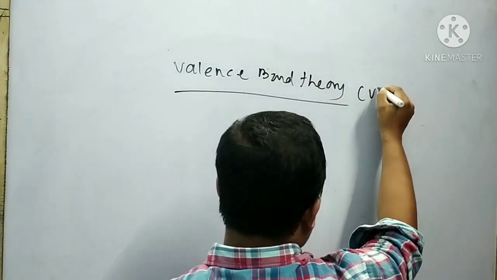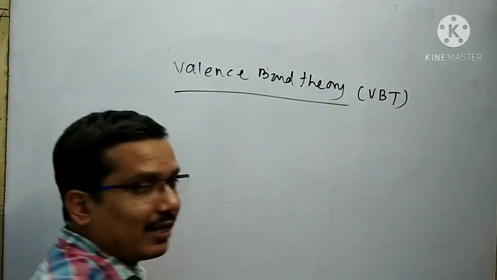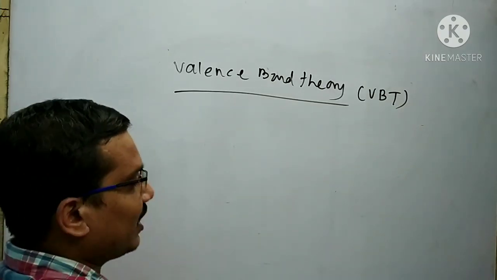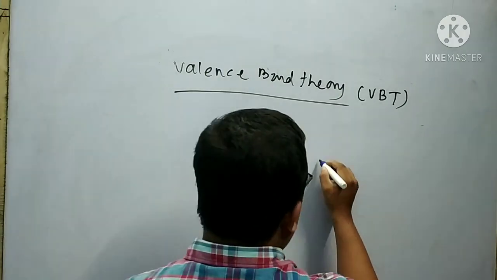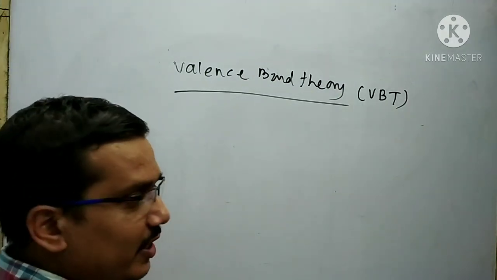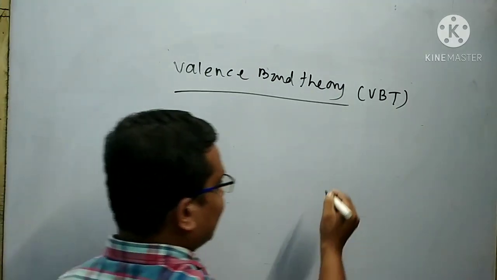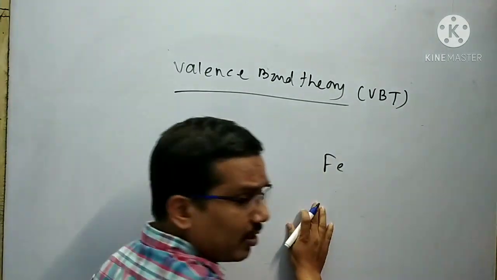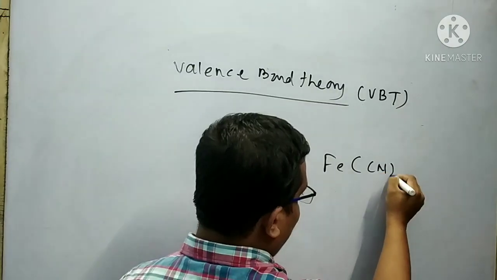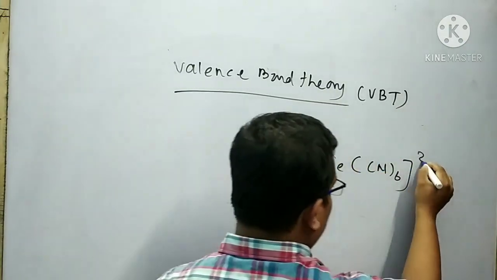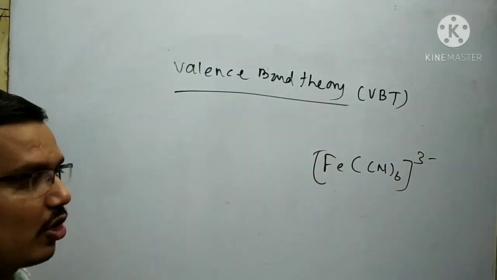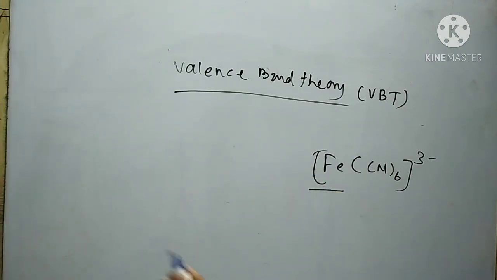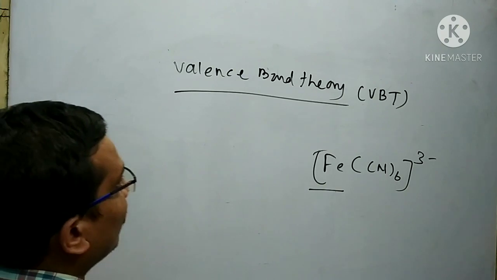Shortly it is called VBT. It is an important long question. This theory is used generally to explain the structure of a coordination compound or complex ion. Suppose I take a complex ion, [Fe(CN)6]3-. To explain the structure of this complex ion, we generally need the postulates of Valency Bond Theory.